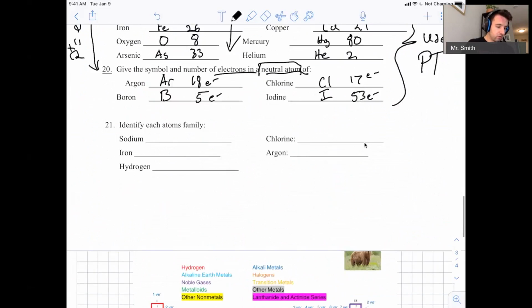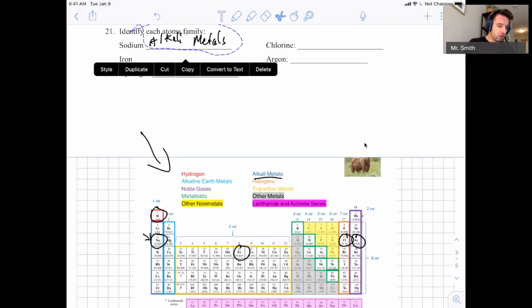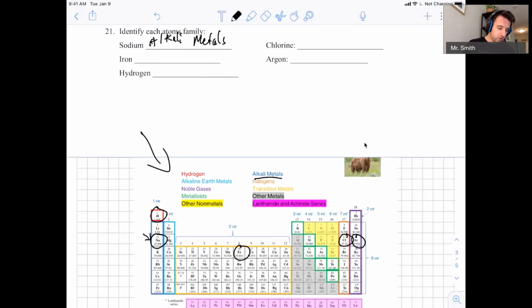Identify each atom's family. For this, we're going to want to use this guy, our colored in periodic table, to help us out. Sodium's over here, iron's over here, hydrogen's here, chlorine's here, and argon is here, right next to chlorine. Okay. Sodium's in this dark blue one. We call those the alkali metals. Oops, I put that in the wrong spot. Alkali metals. Iron is over here, so it's with the transition metals.